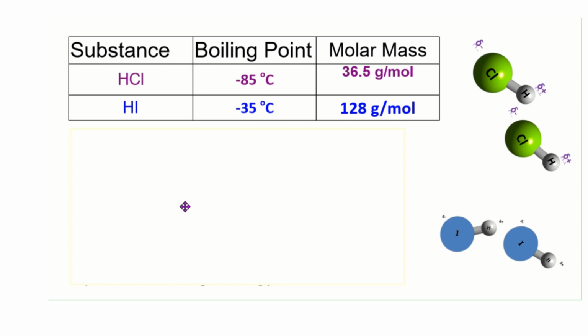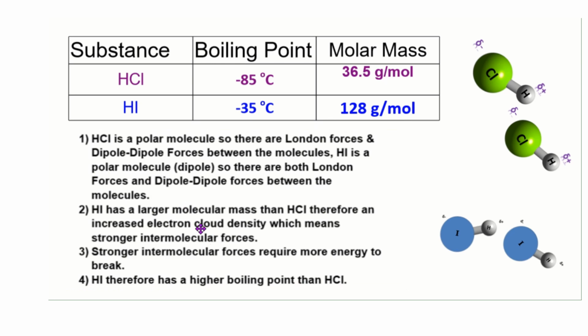So if we go through the same steps as before, we have to first identify the type of intermolecular force. So HCl is a polar molecule, so there are London forces and dipole-dipole forces between the molecules. HI is a polar molecule, a dipole, so there are both London forces and dipole-dipole forces between the molecules. So now we see we are dealing with exactly the same type of intermolecular forces. So now we're going to use the molar mass to distinguish between the boiling points. So we say HI has a larger molecular mass than HCl, therefore an increased electron cloud density, which means stronger intermolecular forces. There are more electrons involved. The stronger intermolecular forces require more energy to break. HI, therefore, has a higher boiling point than HCl.